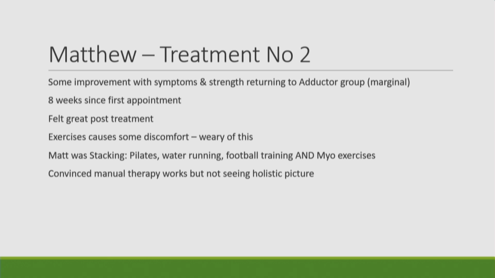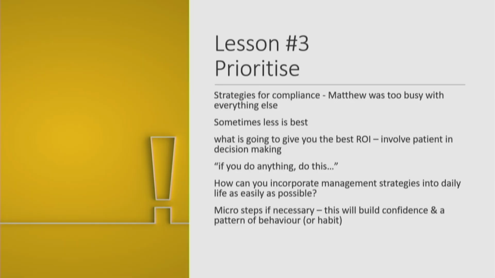He was also stacking. He was doing too much. He was doing water running, he was doing Pilates, he's working, he's got a physical occupation, he has limited time, he's got a young family. All of this stuff was just too much for him. He was convinced that the manual therapy works, but he wasn't really seeing the holistic picture. So we had some challenges with compliance. So that brings us to lesson number 3. We need to prioritise. So this is a strategy for compliance.